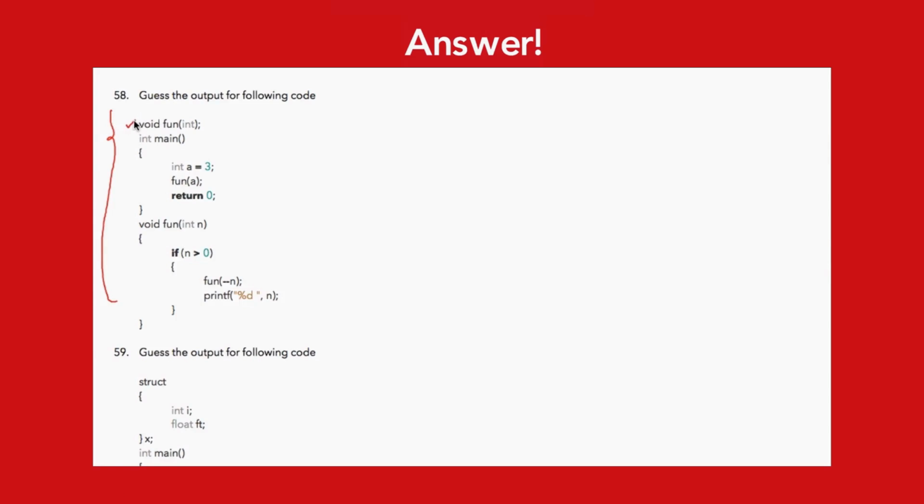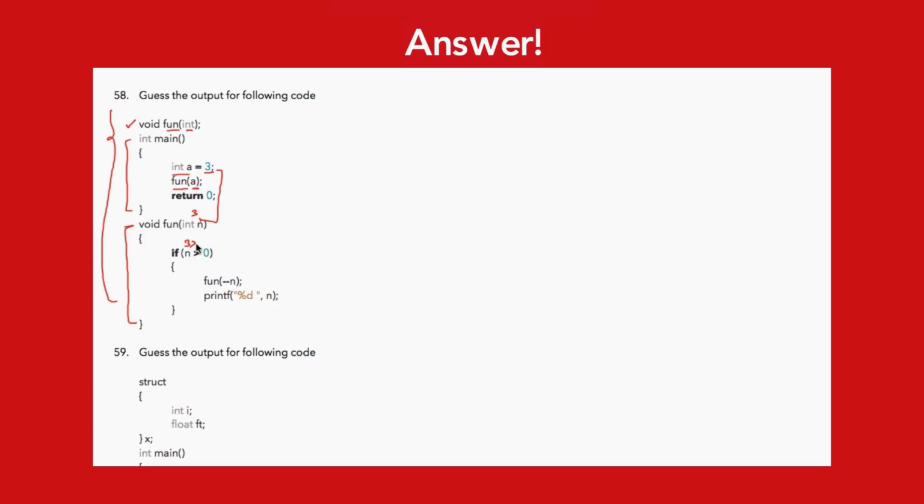We have a forward declaration of a function fun to which an integer will be passed. Then we have our main function where int a is initialized with 3, and then there is a call for this function fun and the value of a is passed, which is 3. Then we have the definition of our function. So 3 will be passed over here first.